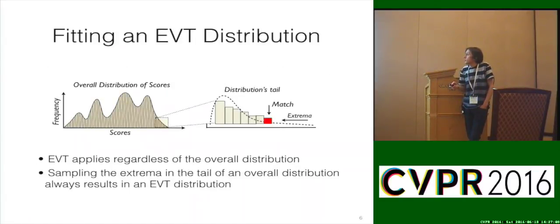Fitting an EVT distribution, again, is not central tendency modeling. We're going to sample something from the tail, some number of points, and the EVT is going to apply regardless of the overall distribution. So we could imagine having a Gaussian distribution. We sampled extrema from it. One of these other distributions applies, not the distribution that fits the overall data distribution. And we could have complicated multimodal distributions. It doesn't really matter what that original distribution is. We only care about the right distribution for the extrema.